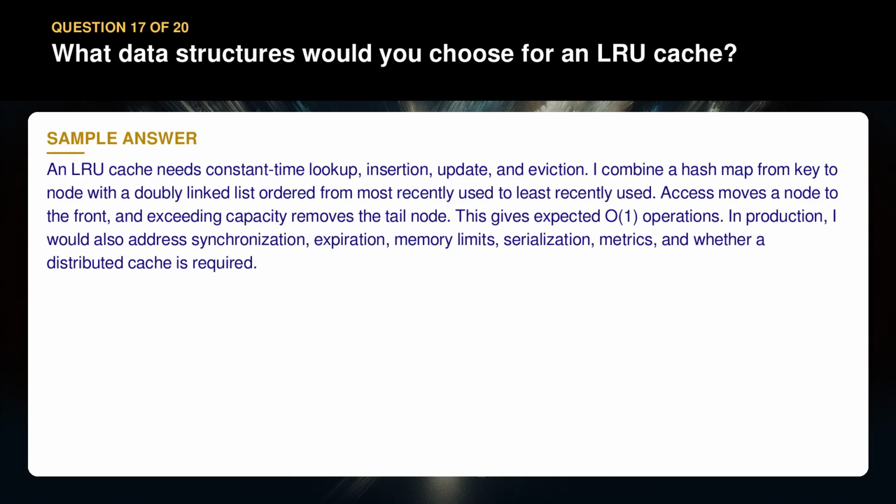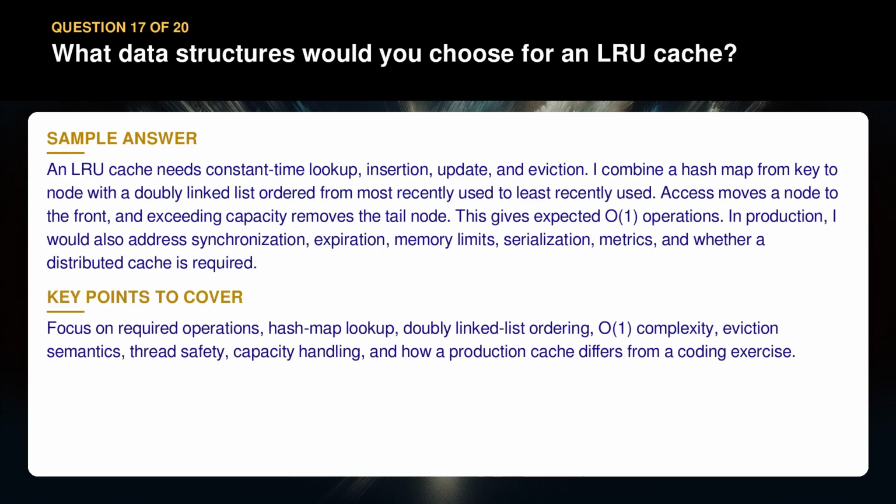In production, I would also address synchronization, expiration, memory limits, serialization, metrics, and whether a distributed cache is required. Focus on required operations, hash map lookup, doubly linked list ordering, O(1) complexity, eviction semantics, thread safety, capacity handling, and how a production cache differs from a coding exercise.